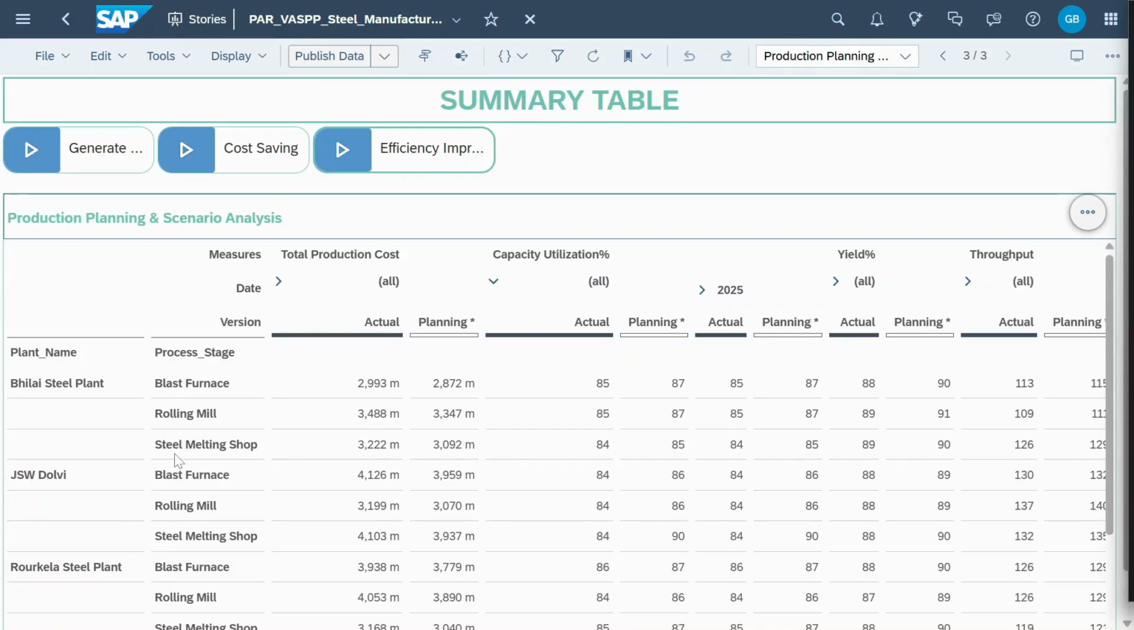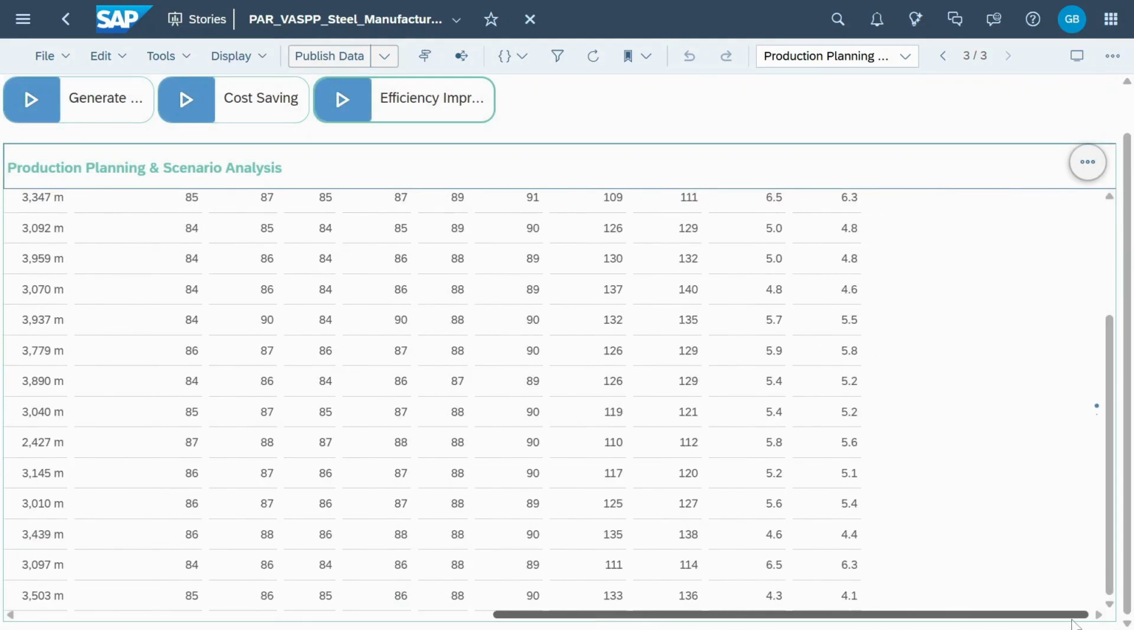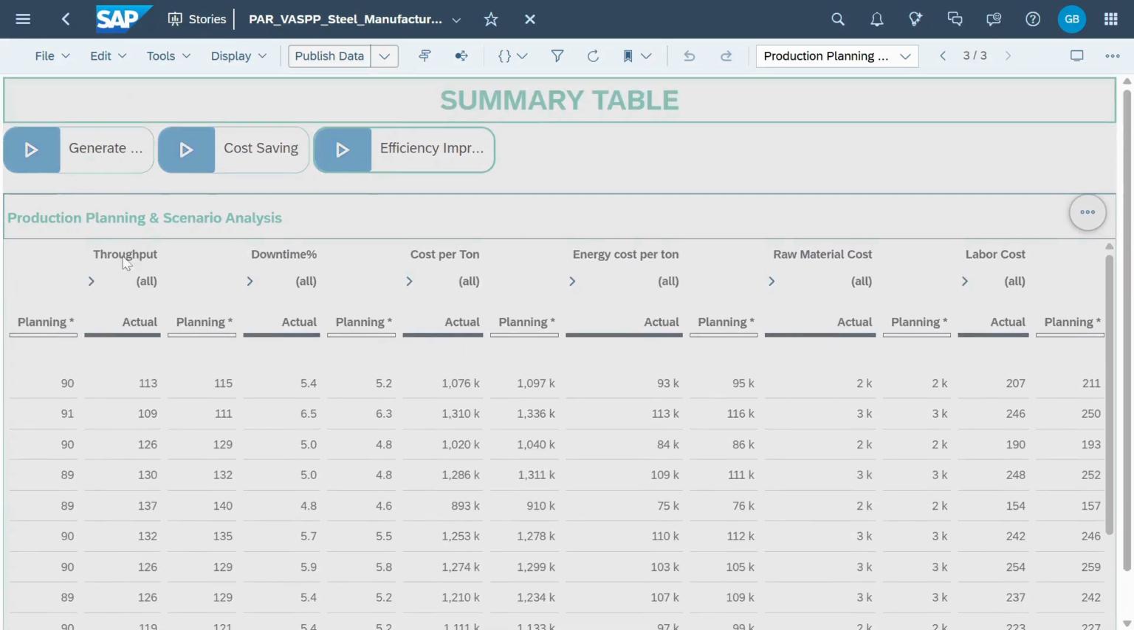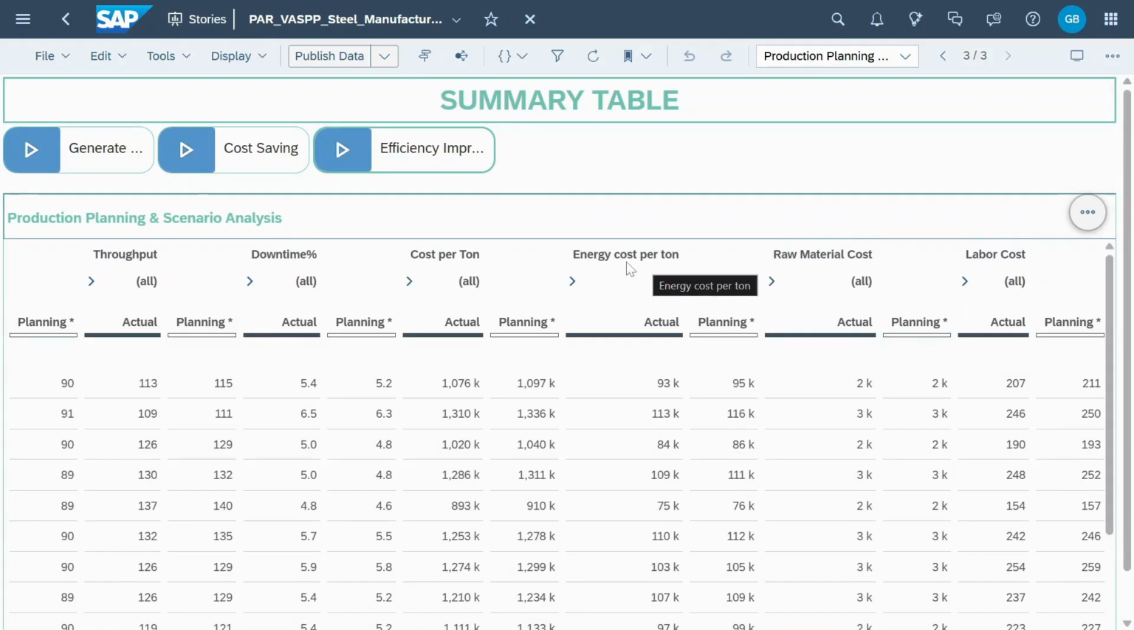Metrics like total production cost, capacity utilization, and yield help teams see exactly where actual performance is tracking against plan, while throughput and downtime highlight operational execution at the process stage level. Cost per ton and energy cost per ton round out the financial comparison, showing where actual spend is diverging from target. With filters for version, actual or planning, plant name, and process stage, users can drill into exactly the comparison that matters for their review.